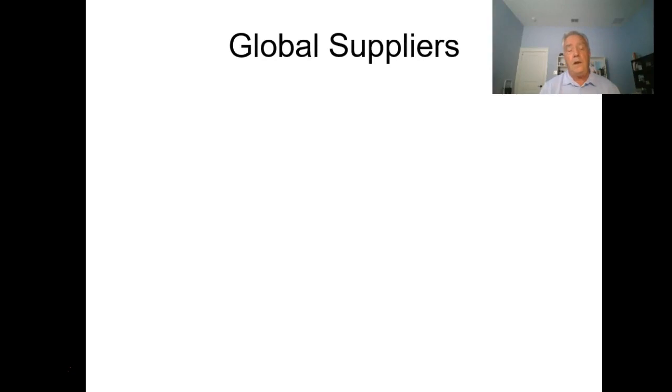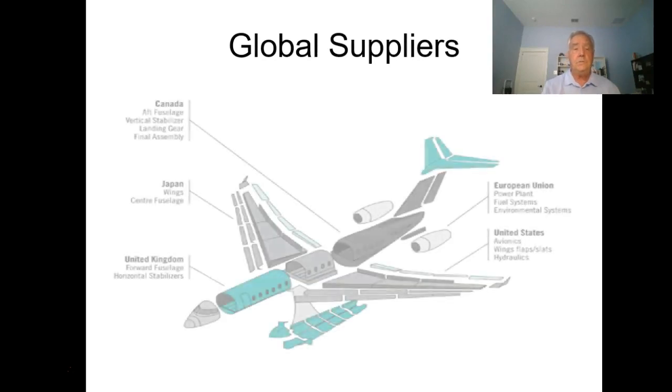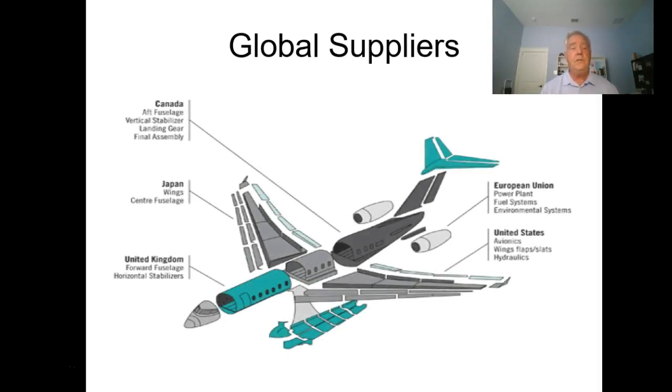All right, global suppliers. Look at those. I showed you this earlier. This is the Bombardier plane, and you can see where parts come from. It's made in Canada. Canada provides some of it. Japan provides a piece. The UK provides another piece. European Union, and also the United States. We looked at that earlier in the course, so I won't spend any time on it.